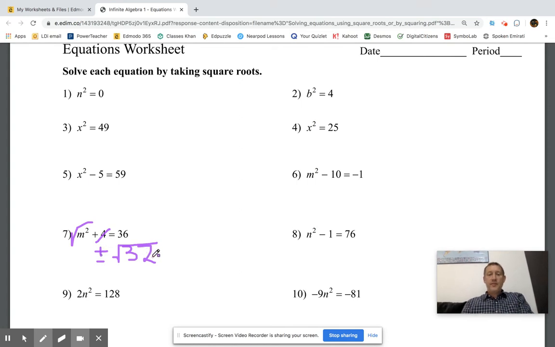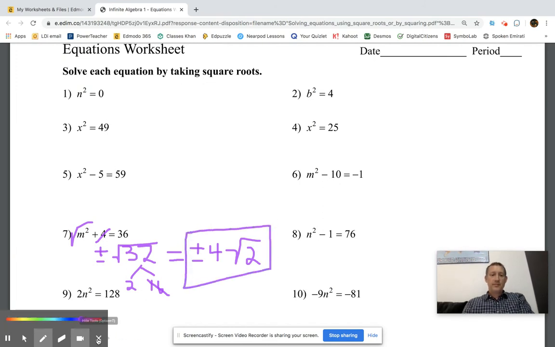Uh-oh, 32 is not a perfect square, is it? So what do we have to do? We're going to simplify it. You can estimate or simplify. Today I want you guys to just practice simplifying. Okay? So 32, I know I can divide it by 2, and that gives me 16. Oh, 16. I know what the square root of 16 is. It's 4. So we can pull that out. So our two answers ended up being plus and minus 4. That extra 2 doesn't have a pair, so it's got to stay in there, times the square root of 2. Okay? So if it ends up not being a perfect square, go ahead and simplify the square root.